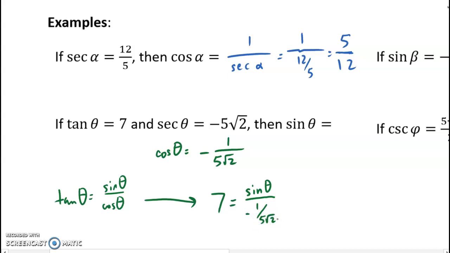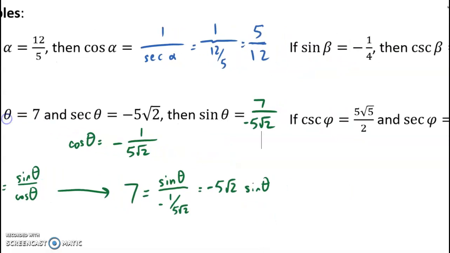Okay? So this is the same thing as negative 5 root 2 times the sine of theta, right? Dividing by a fraction is the same thing as multiplying by its reciprocal. So if I'm looking for the sine of theta, I'm simply going to divide both sides by negative 5 root 2. So I'm going to get 7 on the top and negative 5 root 2 on the bottom. If you feel like rationalizing, great. If you want to leave it like that, that's fine too.